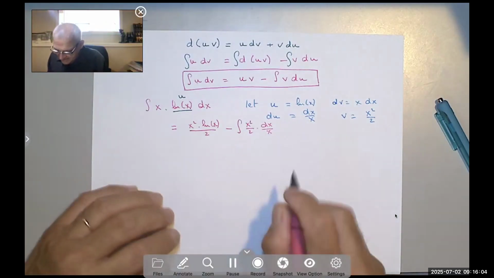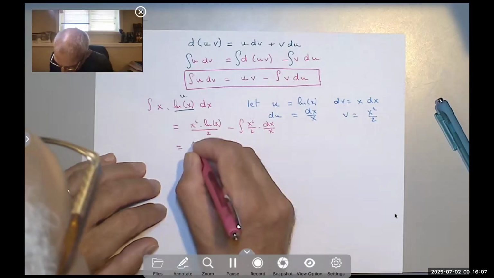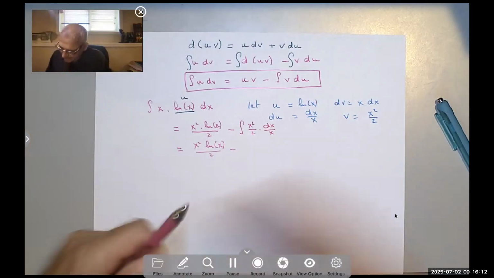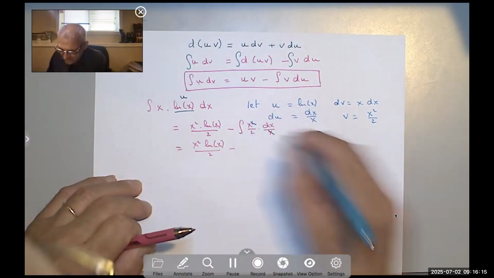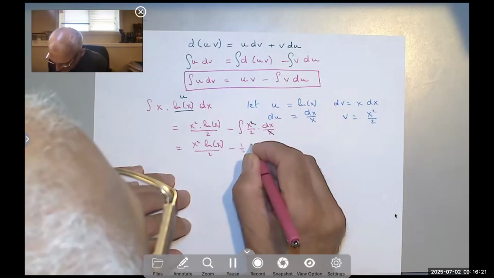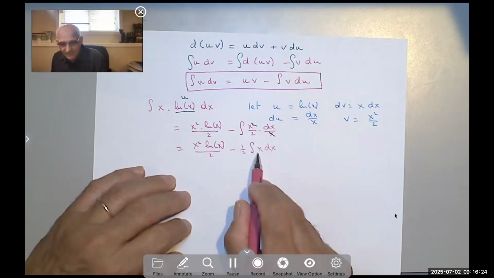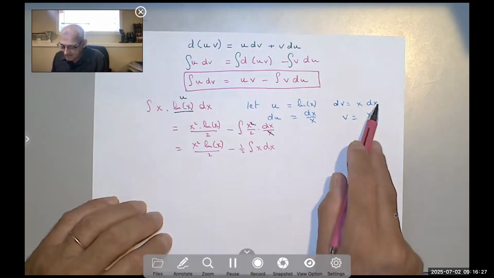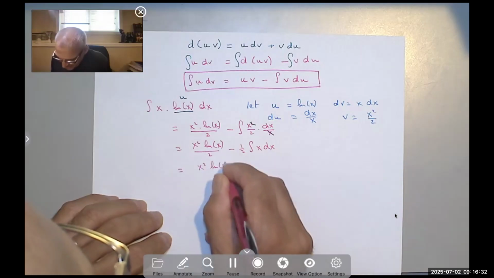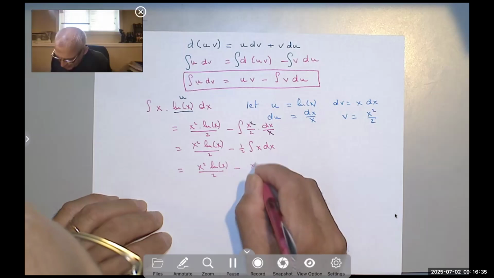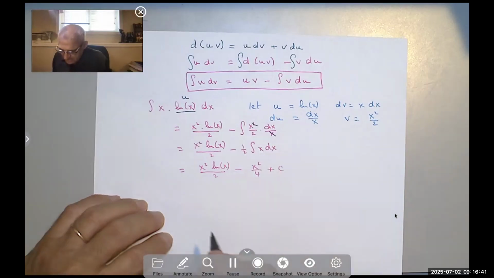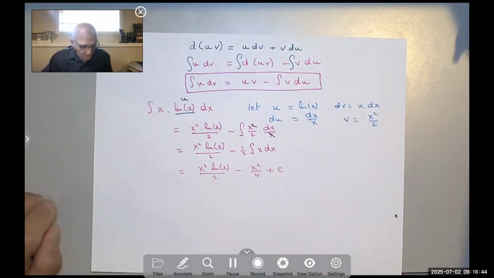So the first part stays the same. Let's simplify the second one. I have the square with the x, and this is negative. You can take the 1/2 out or leave it. It doesn't really matter. The integral of x dx, I know the integral of x dx. We already did it. It's x squared over 2. So the final answer becomes x squared natural log of x over 2 minus x squared over 2, and there is a 1/2, so x squared over 4 plus a constant. And that's basically how we do it.